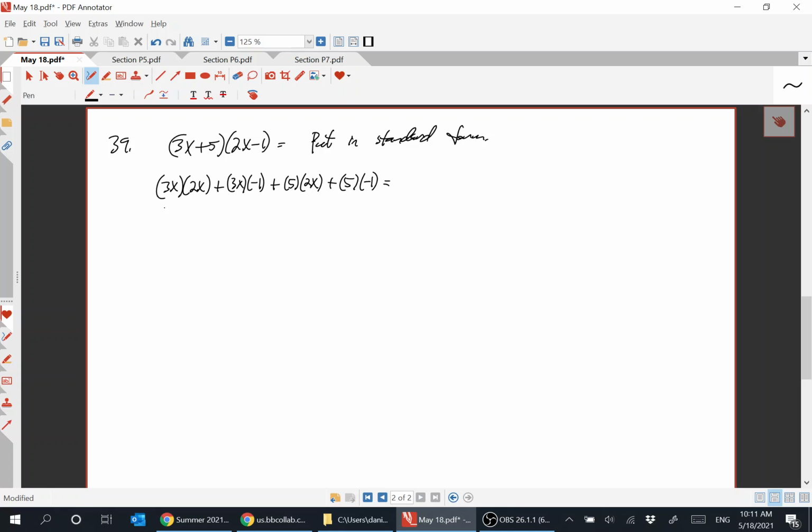Simplify the monomials. So this is 6x squared. This is minus 3x. This is plus 10x. This is minus 5. And then I have 10x minus 3x, which is 7x altogether.